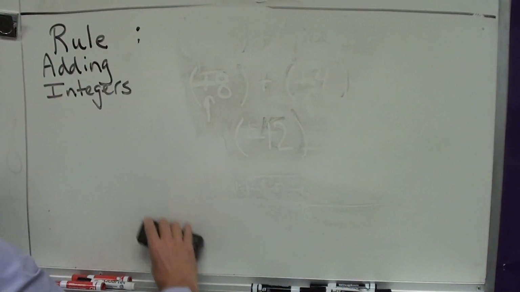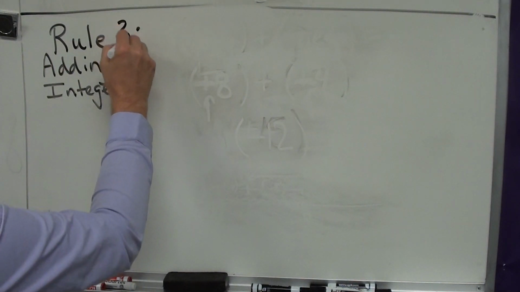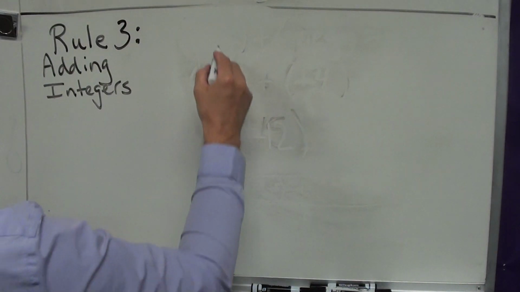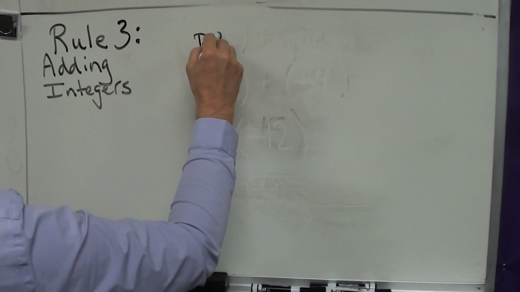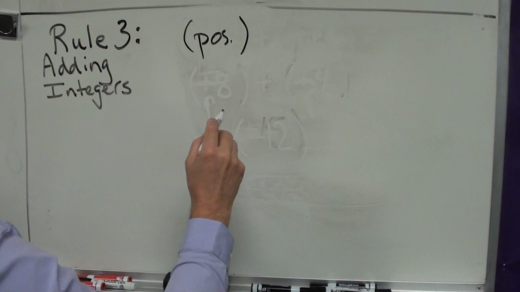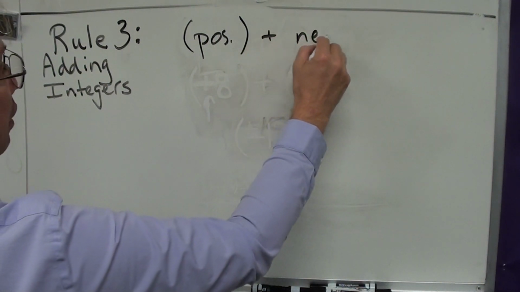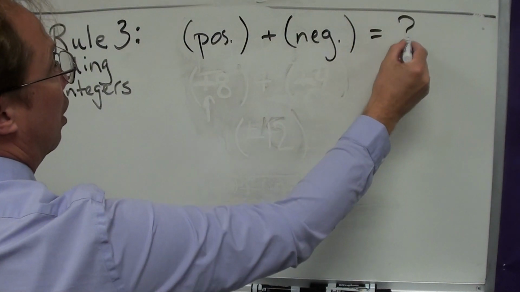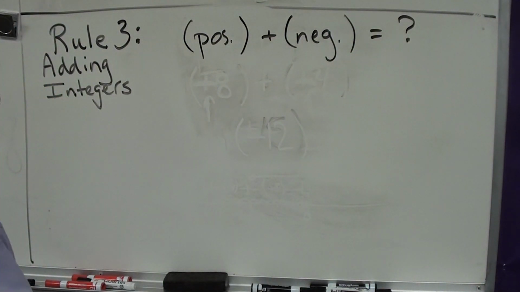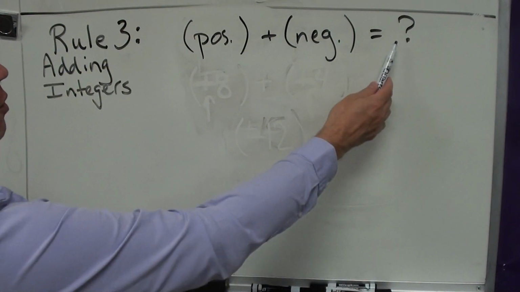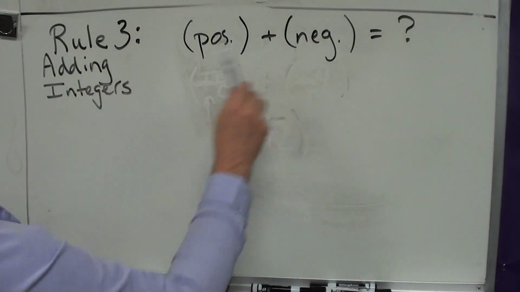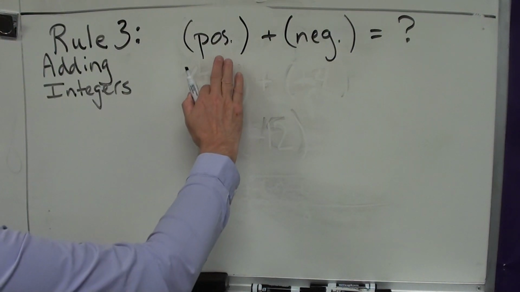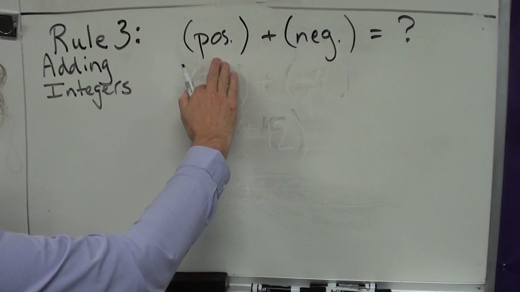Let's take a look at rule number 3. Rule number 3 and 4 are similar in that I have, for example, a positive integer being added with a negative integer. Now there is no hard and fast answer. A positive plus a negative can come out either positive or negative depending on the absolute value of each of those integers. Let's take a look when the positive number is larger.